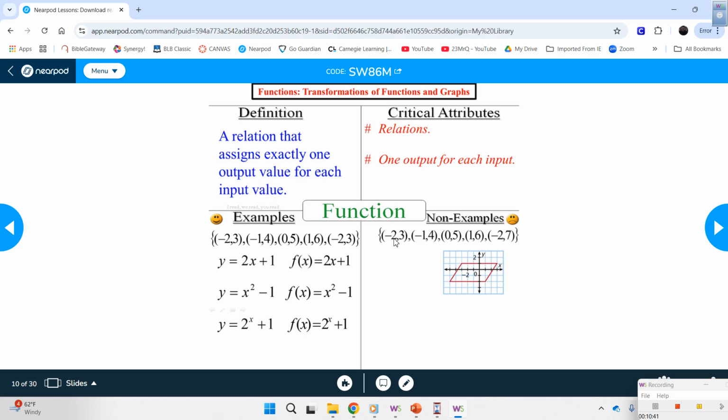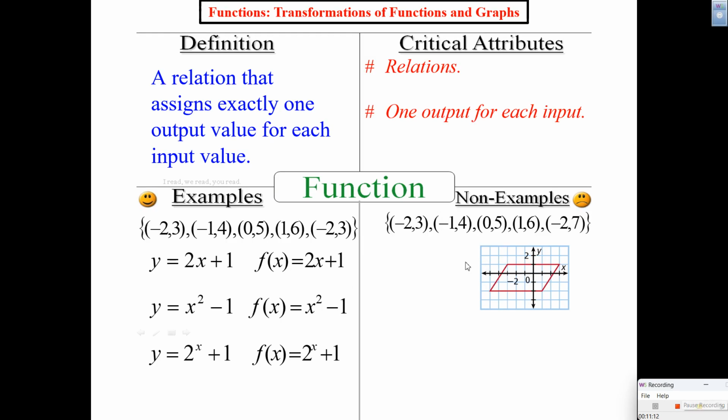So remind your neighbor, look up, why is this one not a function? Talk it over with your neighbor, please. All right, looks like Enrique's got it. Enrique, why is this one not a function? The x has two outputs. It has a 3 and a what? And a 7. That is correct. That's why it's not a function.